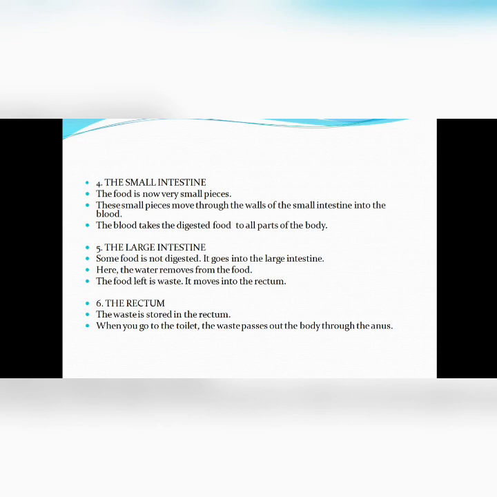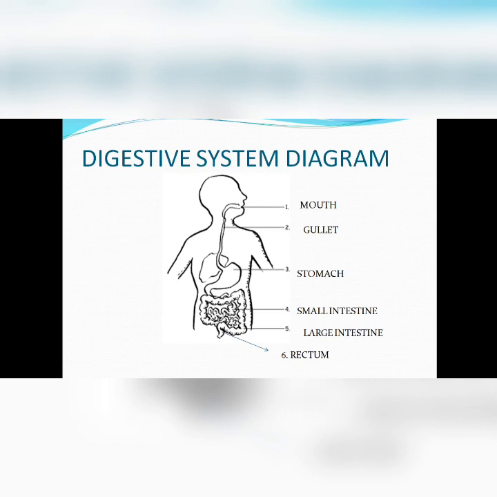And then the fifth one is the large intestine. Some food is not digested, so it goes into the large intestine. Here, the water is removed from the food, and the food left is waste. It moves into the rectum. And then the sixth one is the rectum. The waste is stored in the rectum, and when you go to the toilet, the waste passes out of the body through the anus.